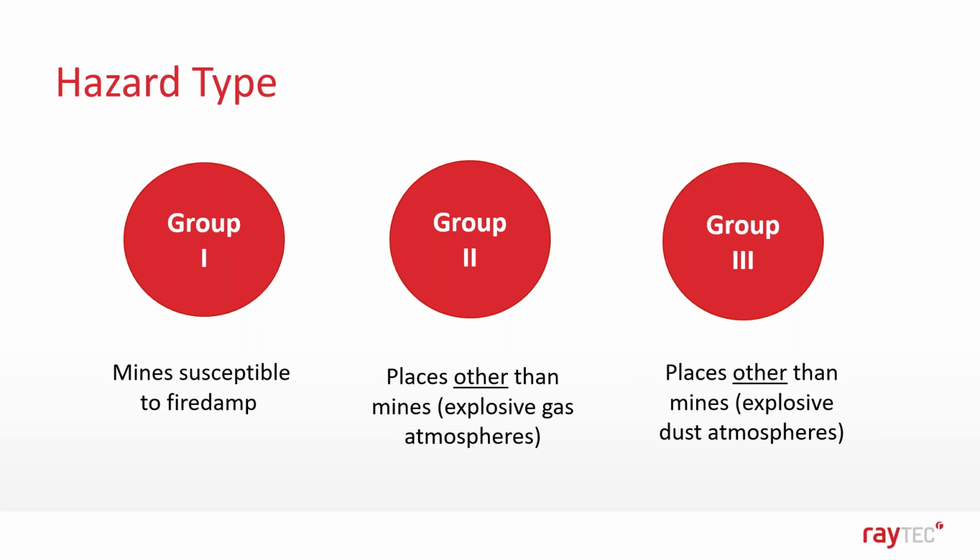The first element of classification we'll look at is defining the type of hazard. This is done initially by subdividing the hazard into three types. Group 1 is for mines and underground installations susceptible to fire damp, fire damp being methane mixed with air in underground mines. Group 2 is for surface industries, so places other than mines, with potentially explosive gas atmospheres. And Group 3 is for surface industries other than mines, with potentially explosive dust atmospheres.